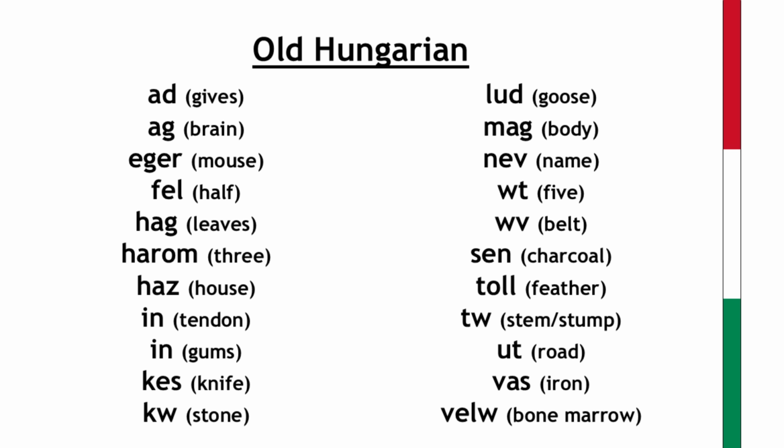Od, Oj, Eger, Fel, Hoj, Harum, Haz, Een, Gash, lúd, mog, nef, ut, öv, sen, dol, ut, vosh, vele.